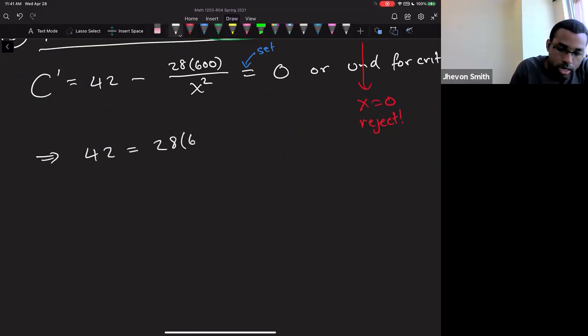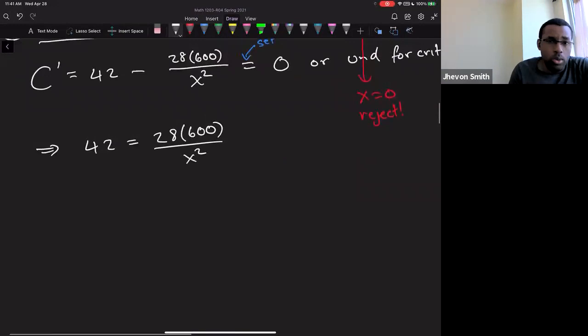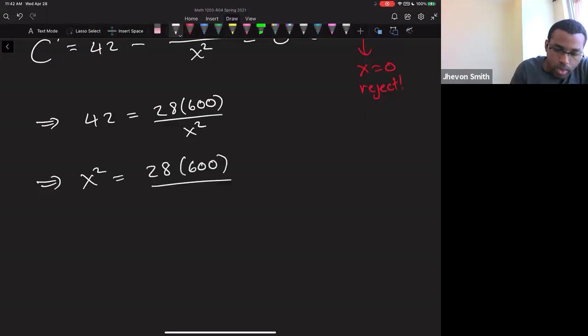you can bring that 20 times 600 over x squared to the other side. You can do your cross multiply however you want to do it. Multiply both sides by x squared, divide both sides by 42, the answer to life, the universe, and everything. And so x squared is going to be 28 times 600 over 42.